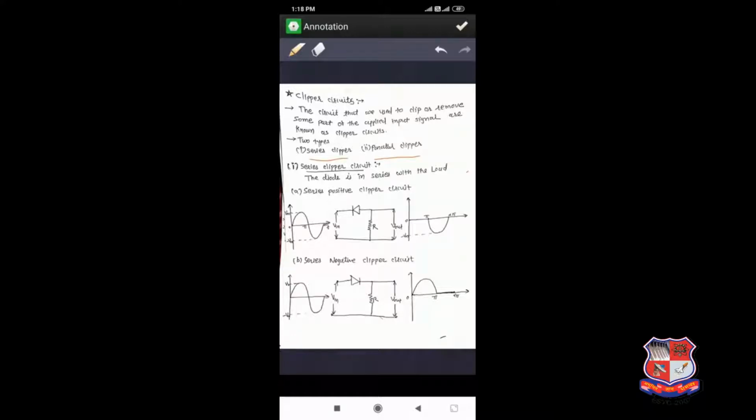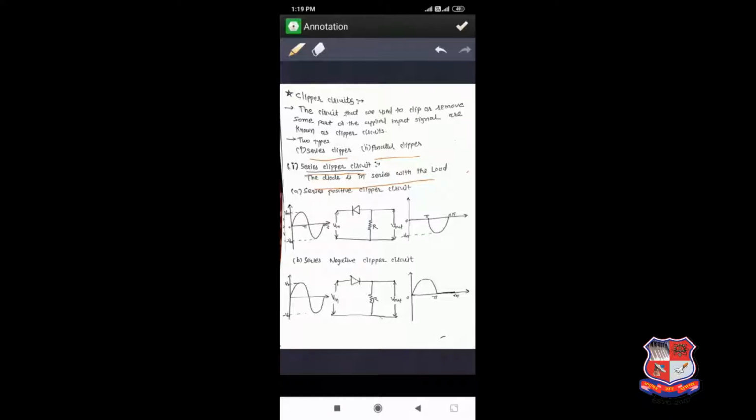What is a series clipper circuit? If the diode is in series with the load, then it is called a series clipper circuit. Here the load is connected, so the diode is in series. So this circuit is a series clipper circuit. There are 4 cases of this series clipper circuit. First is the series positive clipper circuit, second the series negative clipper circuit, third the series positive with biasing, and fourth the series negative with biasing. One by one we are discussing.